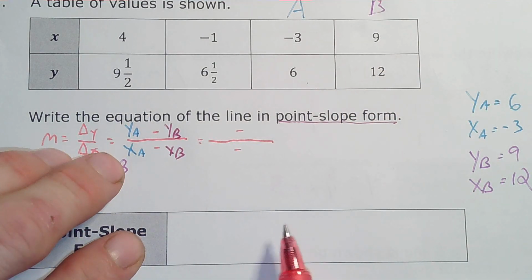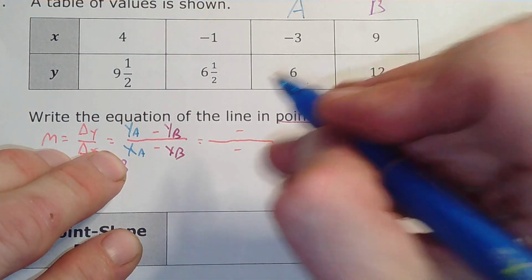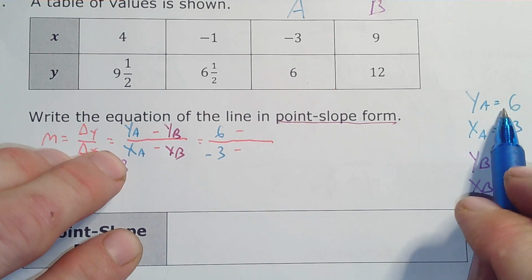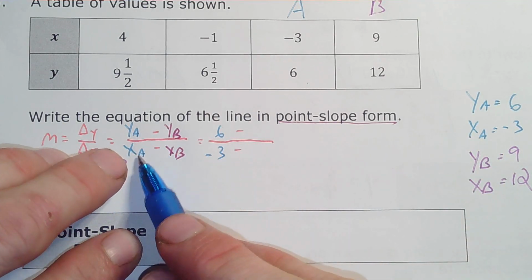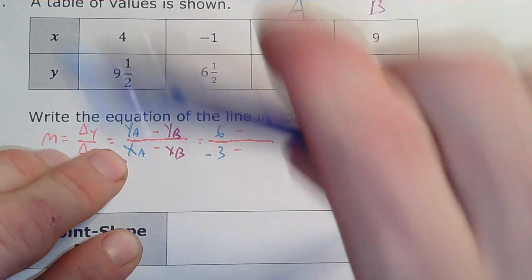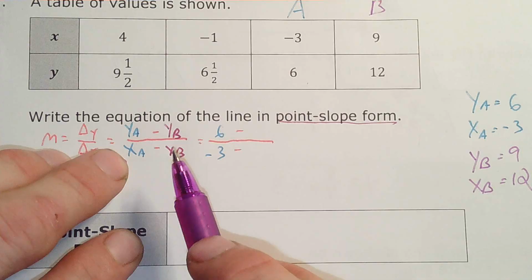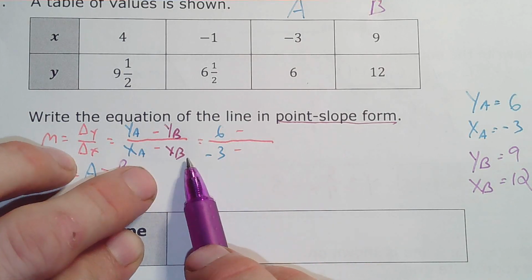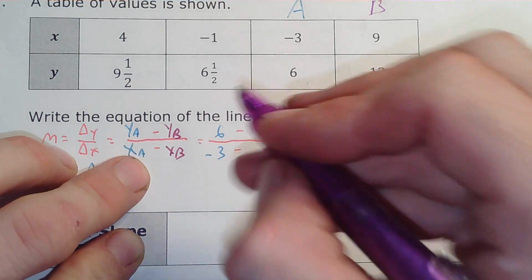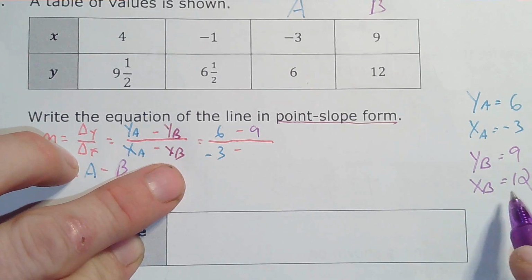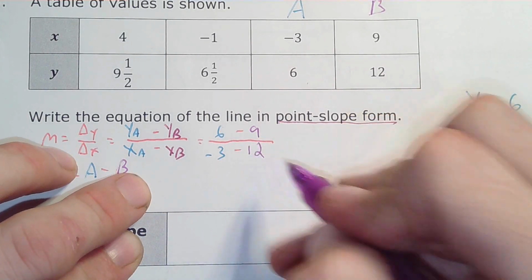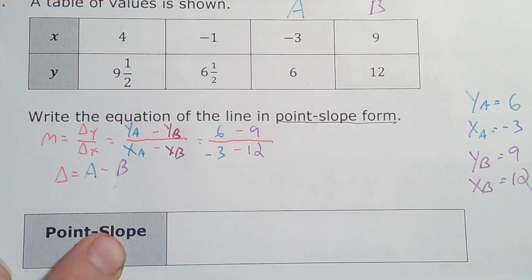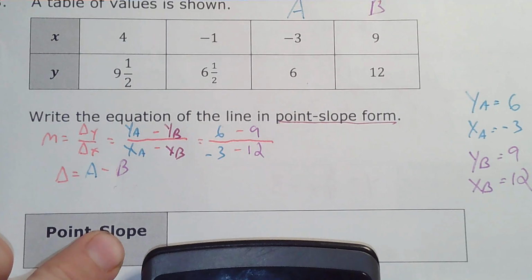All right, so I got my blue numbers. My y is on top, my 6 minus 3, y a, x a. Okay, and then I go with my b's. My minus is already there, so my yb, which is 9, and my xb, which is 12. All right, pre-staging equations is helpful. Okay, so now I'm going to type in my information.